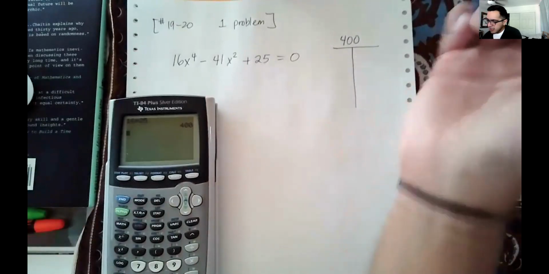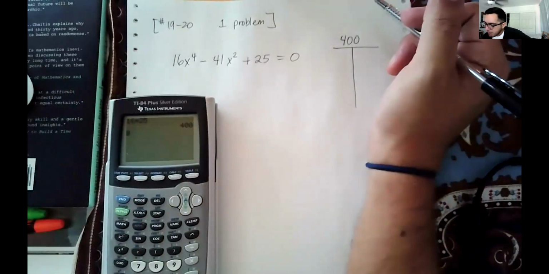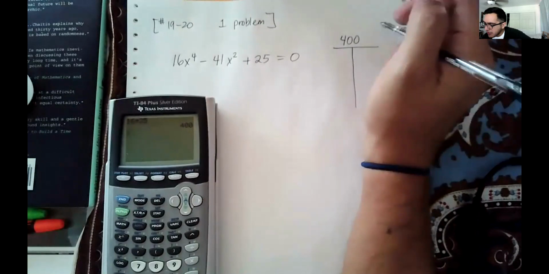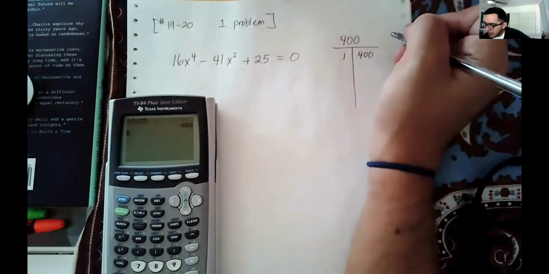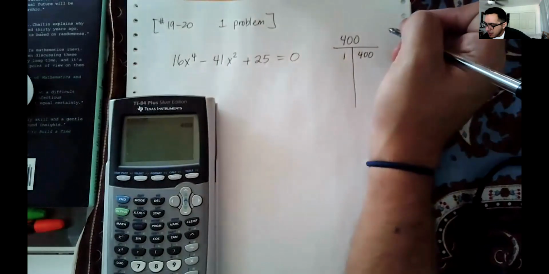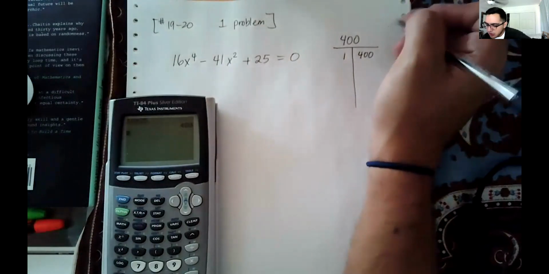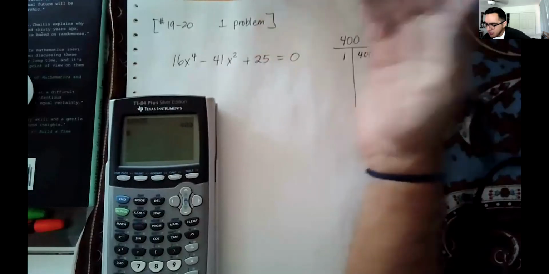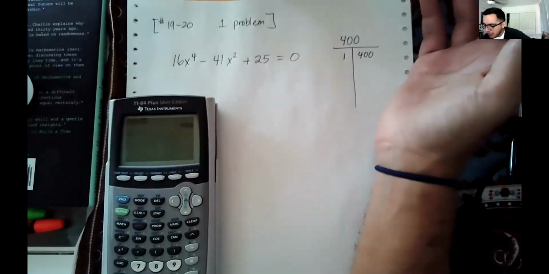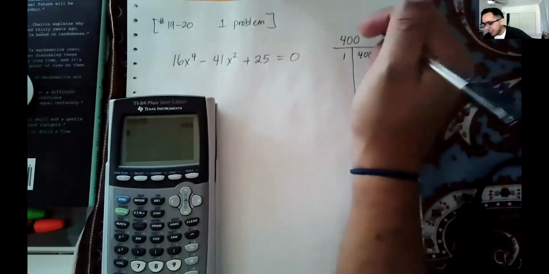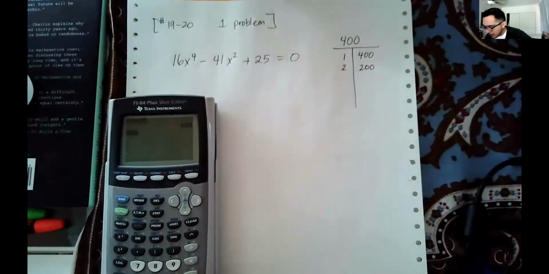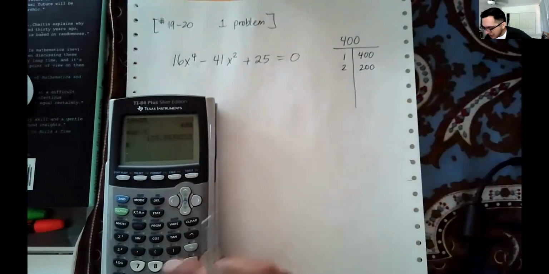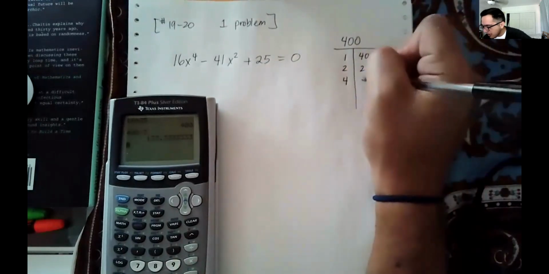So it might not be particularly useful to start at 1 and 400, because I can't just look at this number and guess what the factors are that are going to give me a 41. I'm just going to start at 1 and 400, right? So 2 and 200. I don't know if 3 works. It doesn't. 4 and 100.